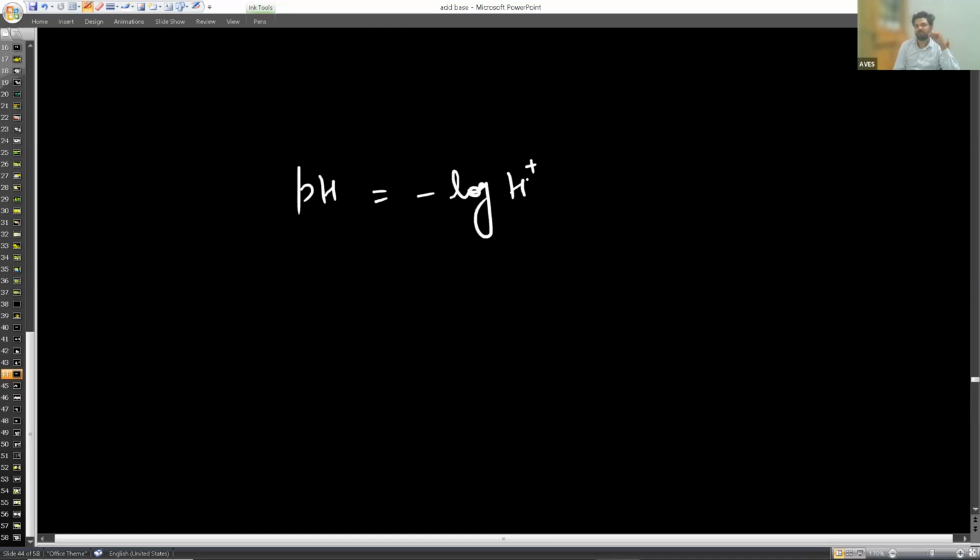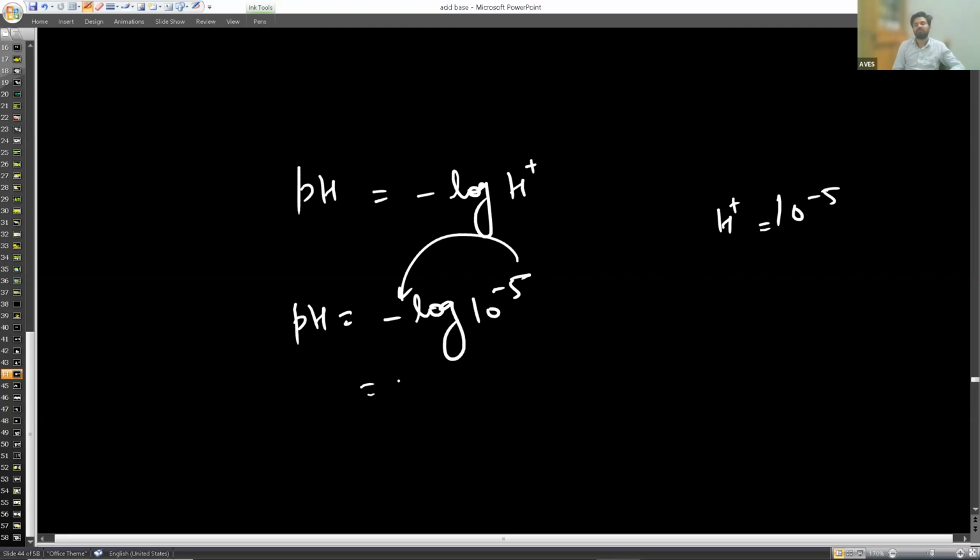So if a solution has an H plus ion concentration of 10 to the power minus 5, let's suppose, what would be the pH of that solution? You will calculate pH is equal to minus log of 10 raised to the power minus 5. This 5 will come to this side and you will get minus minus plus, you will get 5 log 10. And then you know log 10 value is 1. So you will write 5 into 1, you will get 5.